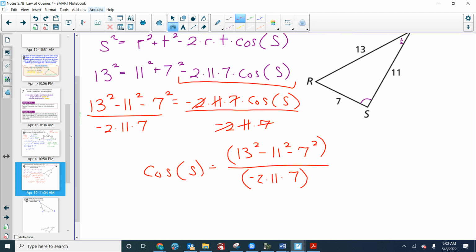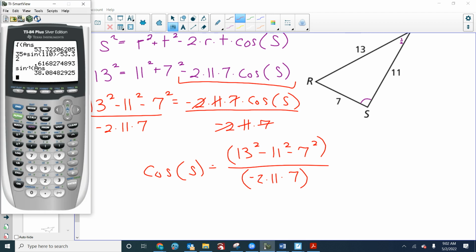I'm going to show you how to do this, and I'll show you why we're doing it this way and what we're avoiding. Just hang with me. So in our calculator, we're going to use parentheses. We're going to do 13 squared minus 11 squared minus 7 squared divided by parentheses. Please use parentheses. -2 times 11 times 7. Is everybody getting that number? Bottom right next to the equals.